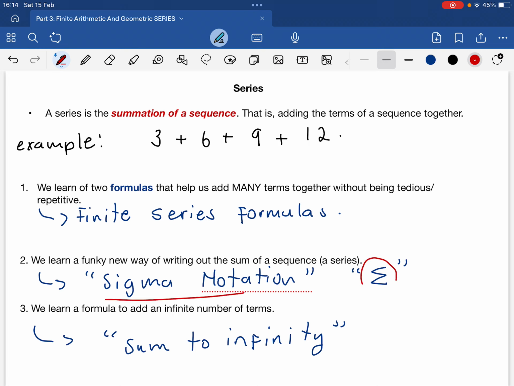It's called sigma notation, and you'll see it with this new little summation sign. Maths is getting more and more interesting. We're also going to learn a formula to add an infinite number of terms together. How can we find the sum to infinity?